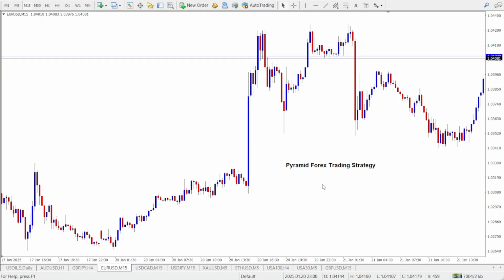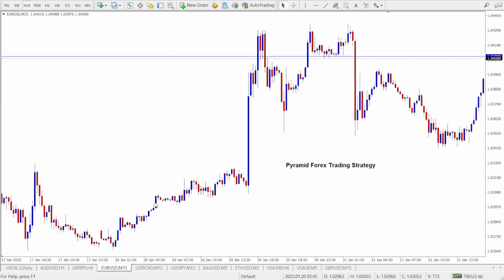Now this strategy is actually a dynamic approach to scaling into winning trades while keeping risk under control. If you've ever wondered how professional traders build strong positions without overexposing themselves, this strategy is the answer. Okay, let us get started.